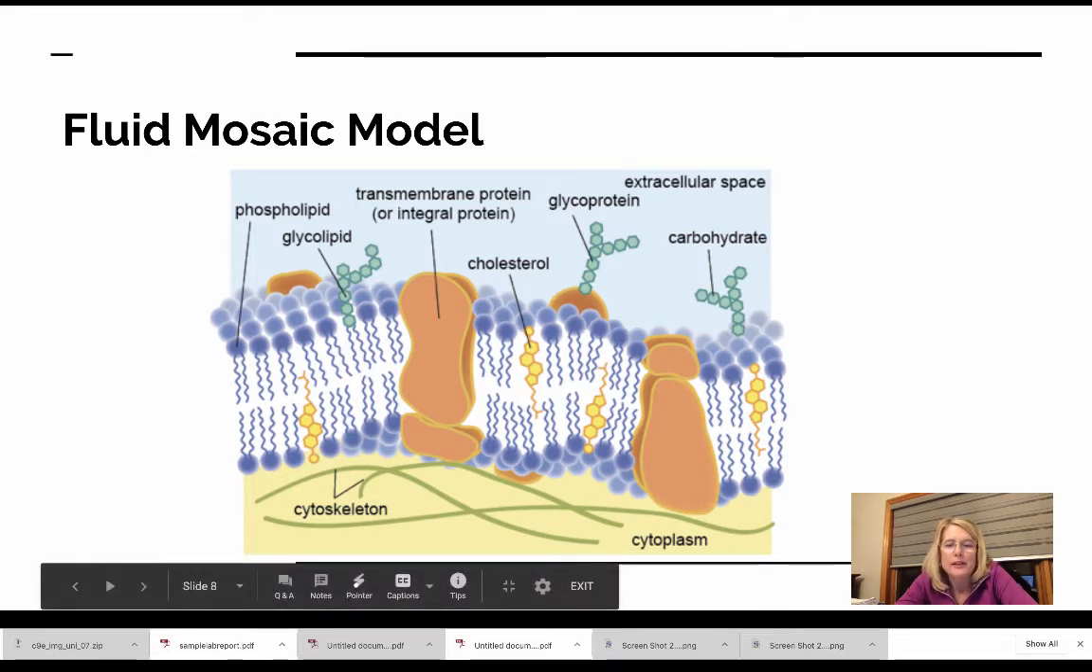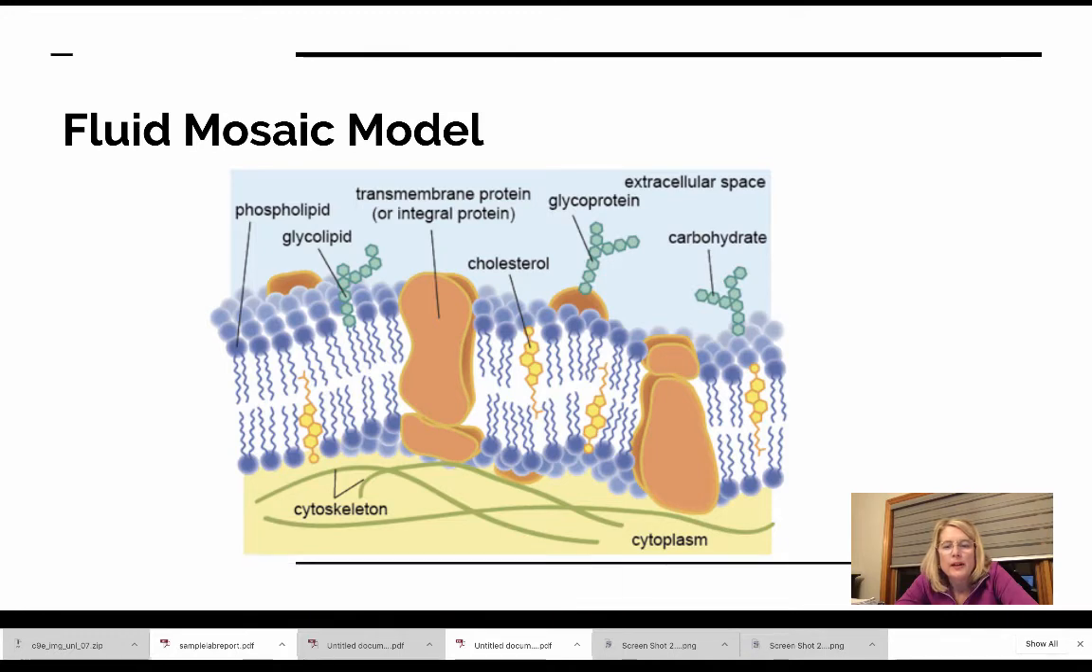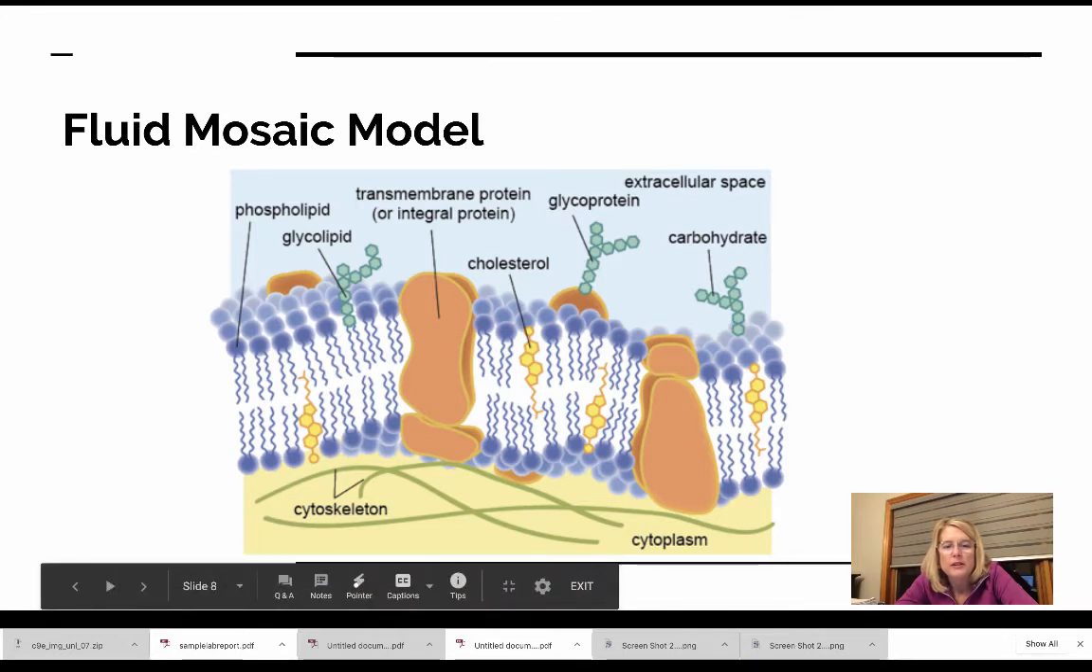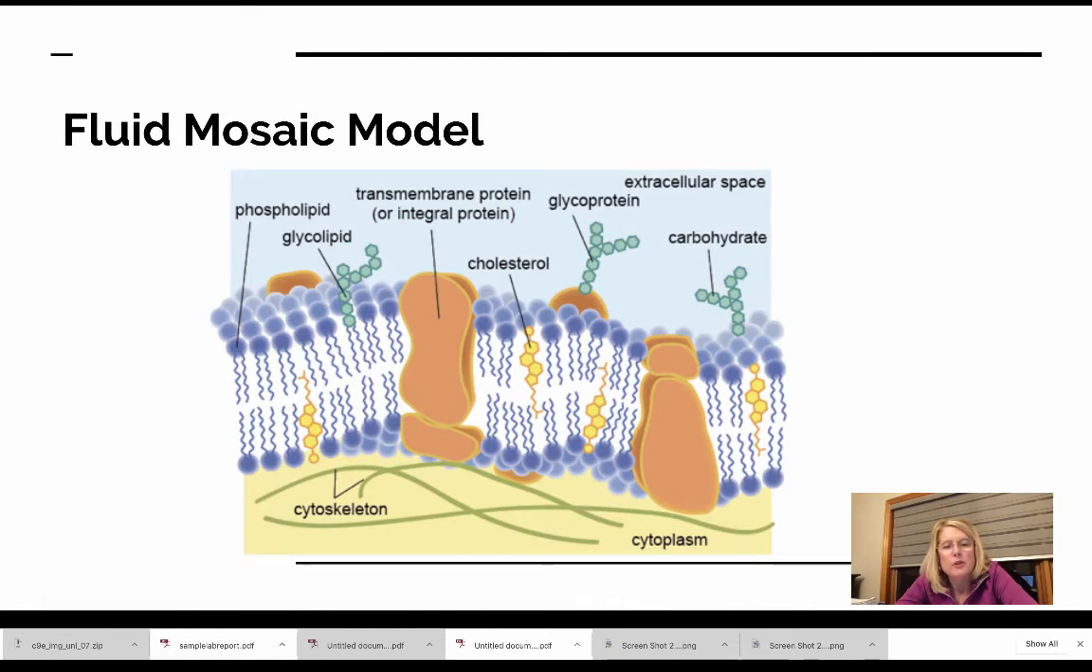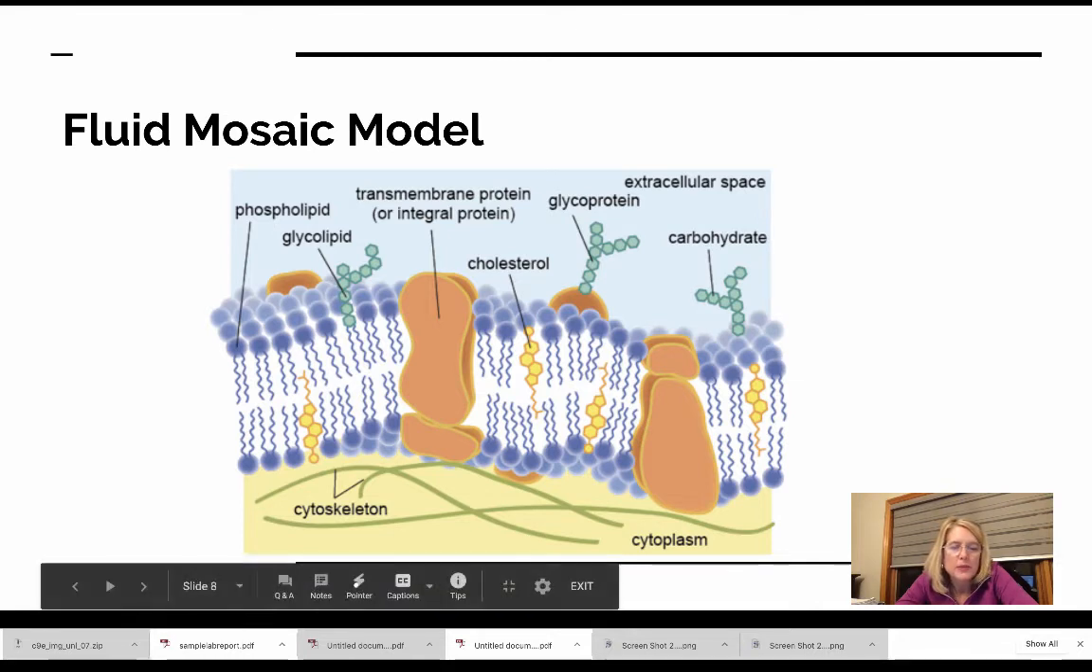Embedded in that, you've got these proteins. Some of them travel all the way through. Some of them are only at the surface. So we've got a couple of bits of terminology for that. If it goes all the way through, it's called an integral protein or a transmembrane protein. If it's only associated with the surface, the inside surface or the outside surface, it's called a peripheral protein. I know they don't label that on this diagram, but these ones that don't span would be called peripheral.